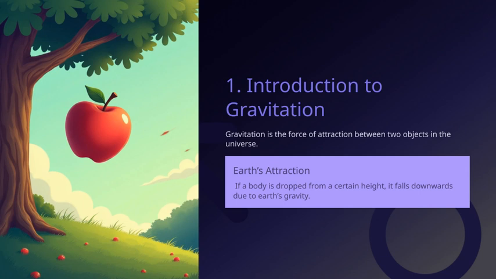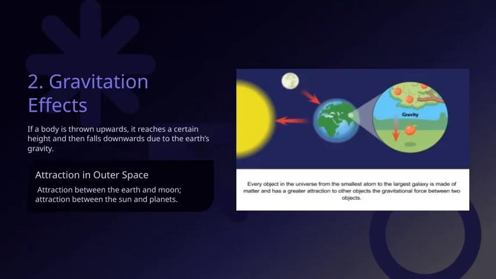Throughout this presentation, we'll see how this fundamental force influences everything around us, connecting the dots between celestial bodies and everyday objects. Now let's consider what happens when a body is thrown upwards. It rises to a certain height, but then, due to Earth's gravity, it starts to fall back down. Gravity is what pulls objects toward the center of the Earth, and this force is what keeps everything grounded.